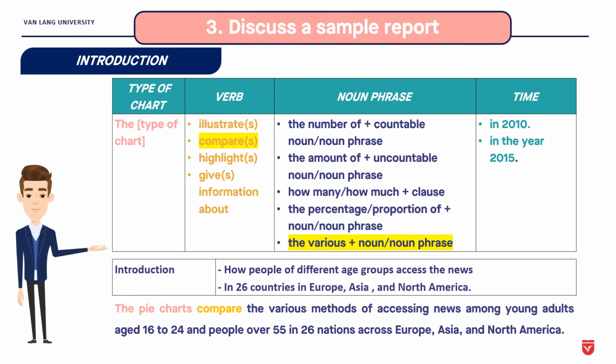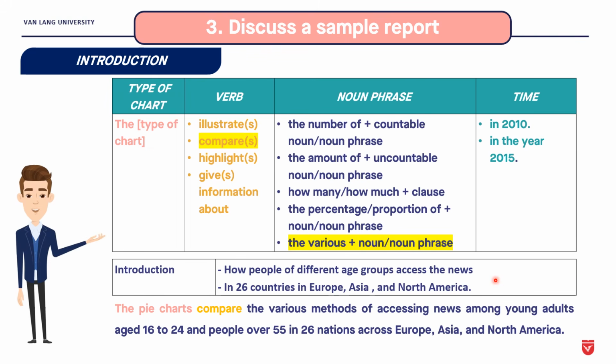It's time to discuss a sample report. Let's start with the introduction. Here we have the structure that we have already learned from part 1 of the video and the important information to write the introduction. For the type of chart, don't forget to mention that they are pie charts. I will use the word compare as a verb. For the noun phrase, I will use the phrase the various plus noun or noun phrase. There's no time shown in the graph, so I will skip mentioning the time.